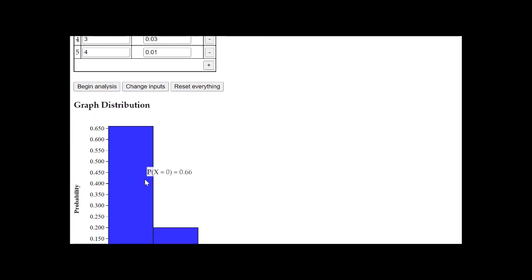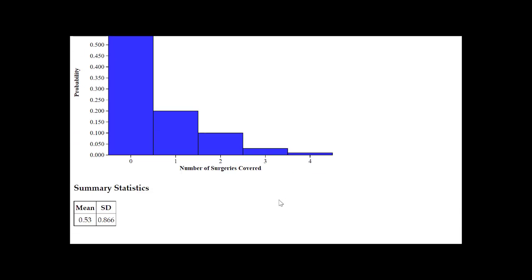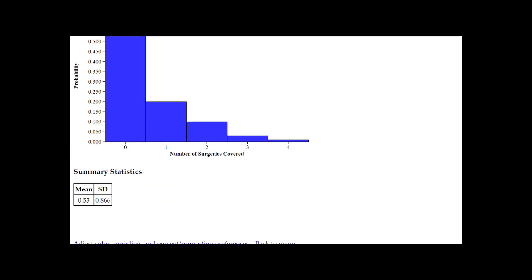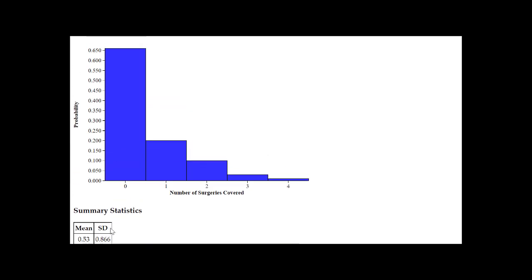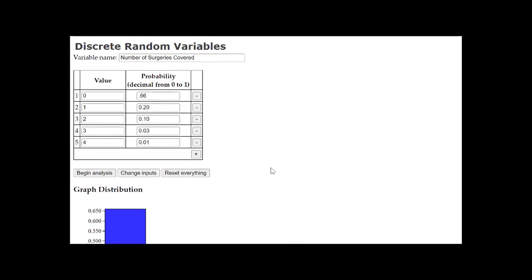Okay, and then once you're done, you can see, here, let me kind of scroll that up. You can see there are the summary statistics. I can probably zoom that out just a little bit. And there's your mean of 0.53 and your standard deviation, and there's your distribution. So pretty straightforward in Staplet. Just make sure you do discrete random variables, put in the values for each one and the associated probabilities.